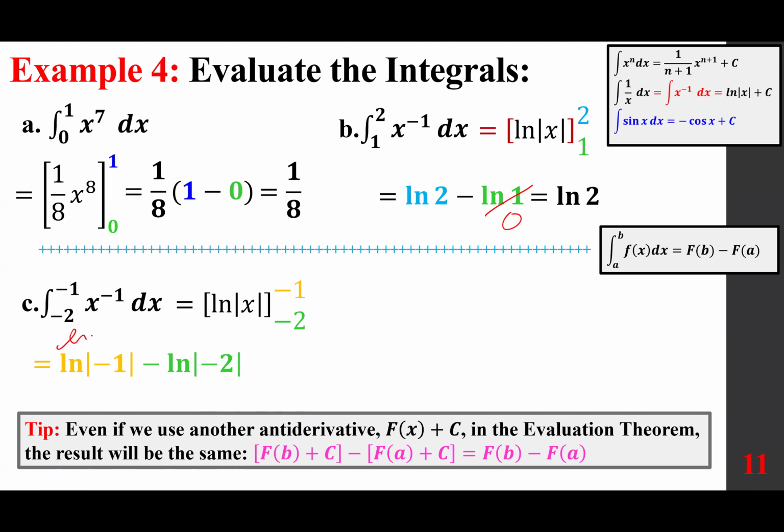So this becomes ln 1 minus ln 2. And as you know, ln 1 is 0. So the precise answer is minus ln 2. Don't forget, in calculus, we always come up with an exact answer unless they want an approximation.